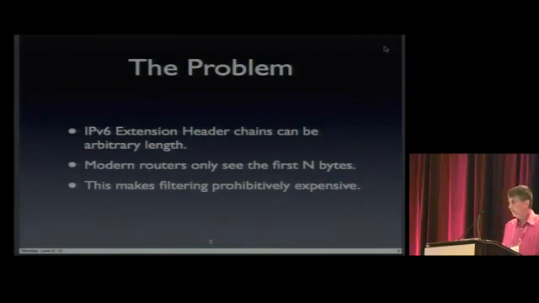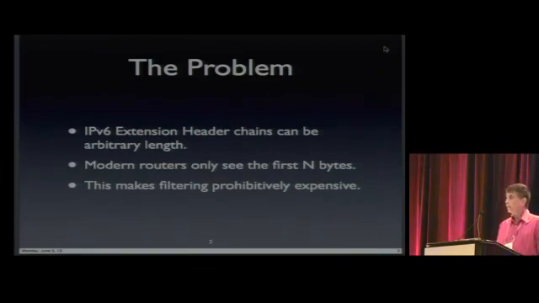A modern router, we're talking about a router that forwards at a fairly high speed, ASIC-based router, has to do one of two things. Either pull the entire header chain onto chip and parse it, or pull part of it onto the chip, realize it needs more, and pull more onto the chip. One way or the other, it has to do that.